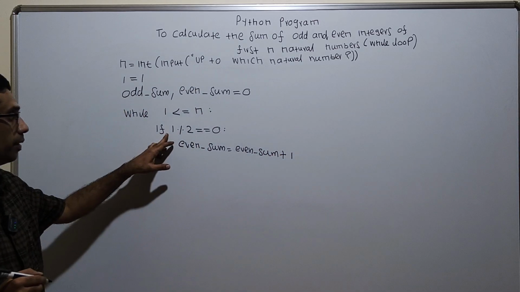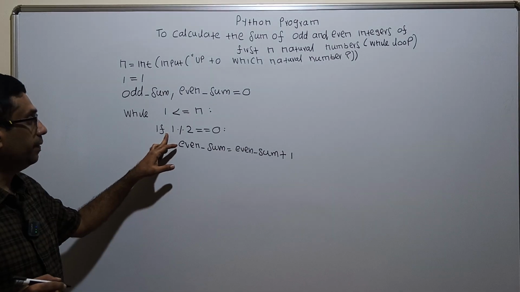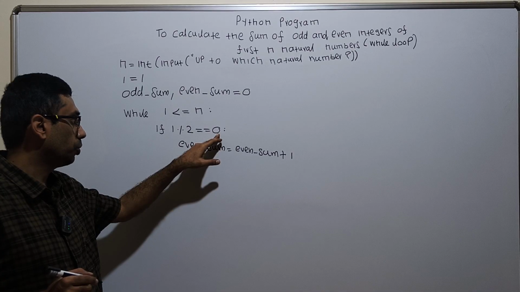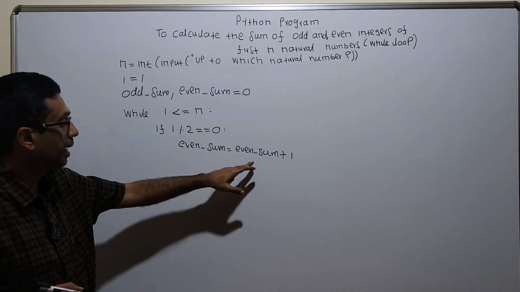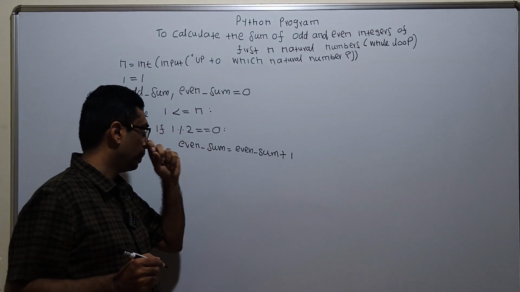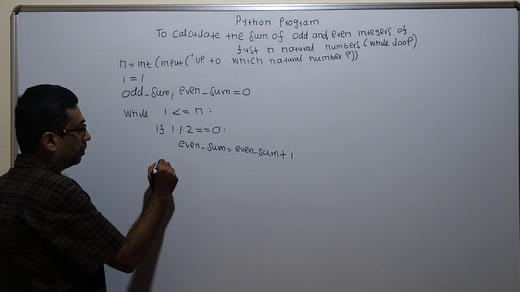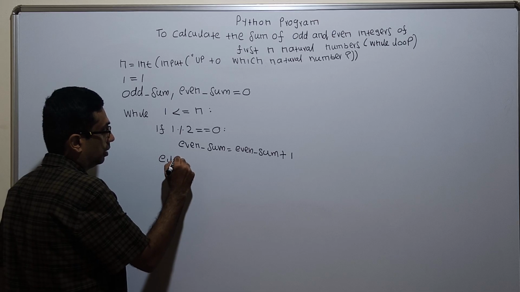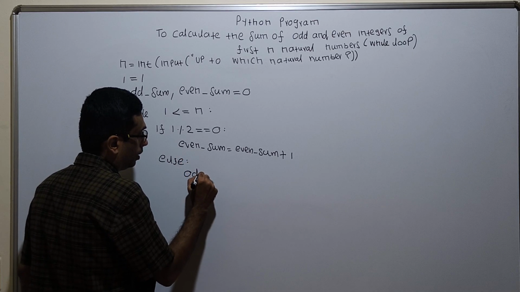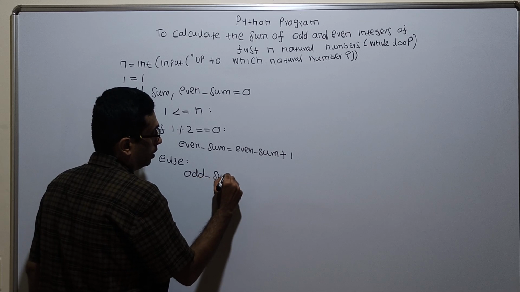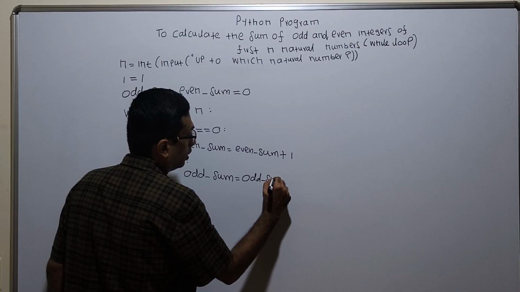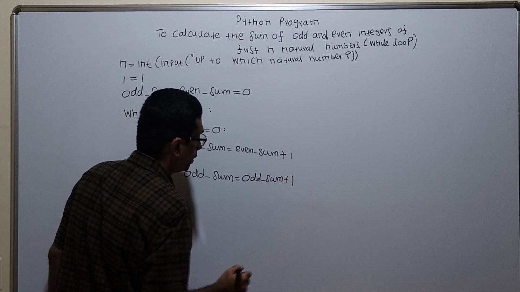That means when you divide any even number by 2, it will always return a remainder 0. If this condition is true, the value of i will get added to the existing value of even_sum, that is even_sum plus i. If this is false, I am going to the else part: else, odd_sum equal to odd_sum plus i.